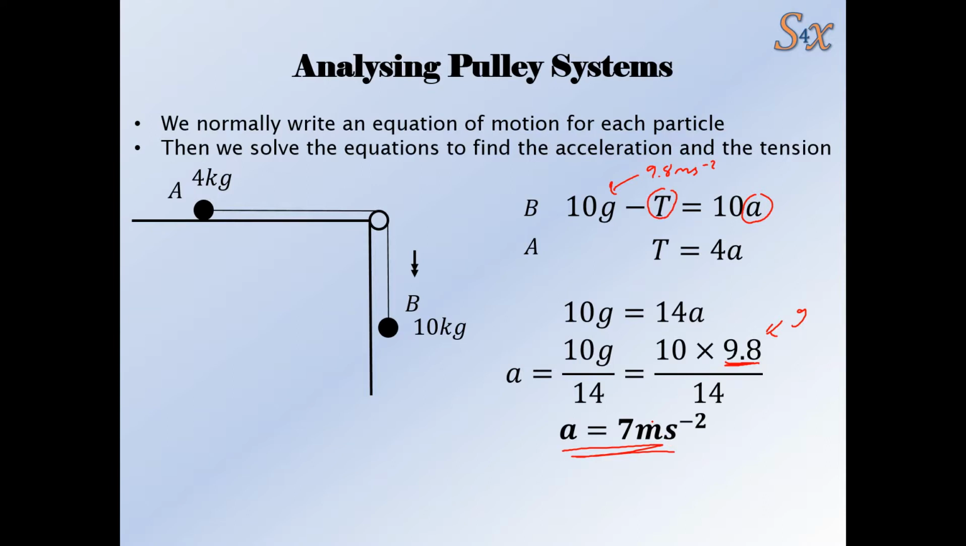I can also find the tension just by using that equation again for particle A. I know the acceleration now is 7. 4 times 7 gives me 28 newtons for the tension. Okay, and that's how we solve them.